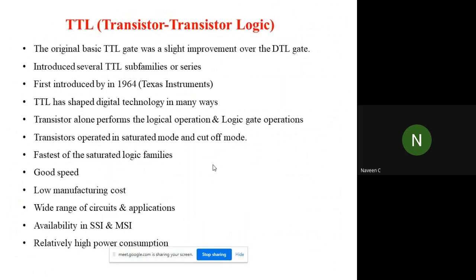We'll see how we are improving. The origin of the TTL gate was a slight improvement over DTL, and it was introduced in 1964. 1964 means around how many years before? 60 years before. Whatever they invented 60 years ago, we are studying now.